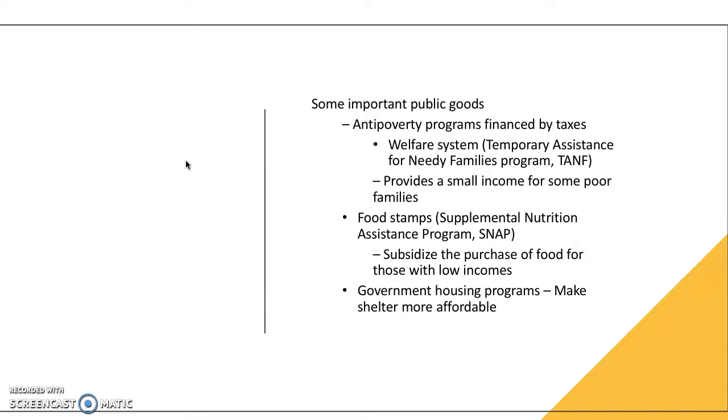Some important public goods are anti-poverty programs financed with taxes, these being the welfare system and Temporary Assistance for Needy Families, TANF being the acronym for that. This provides a small income for poor families. Then there are food stamps and the Supplemental Nutrition Assistance Program, or SNAP, which subsidize the purchase of food for those with low incomes, and government housing programs, which make shelter more affordable. So you have food and shelter, which are basic needs of our society that are public goods.